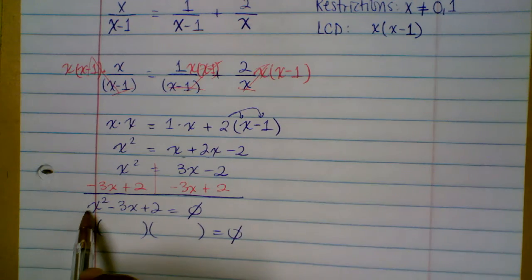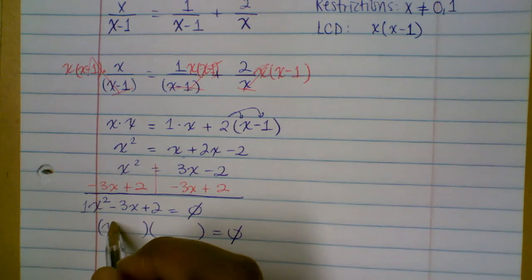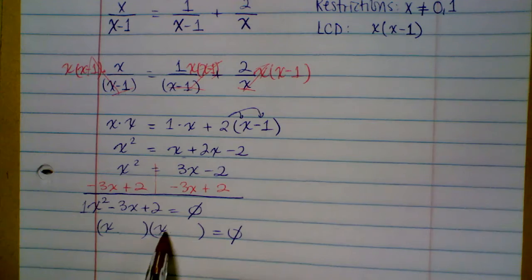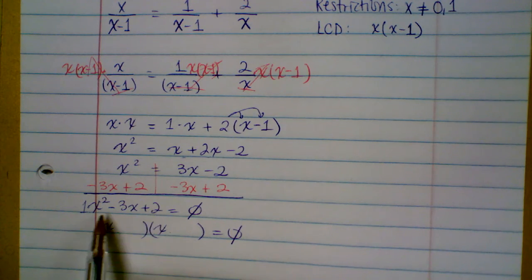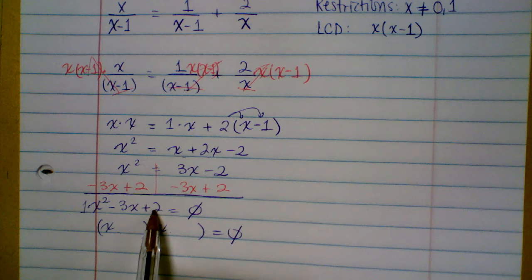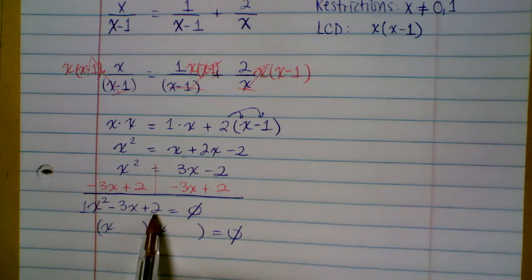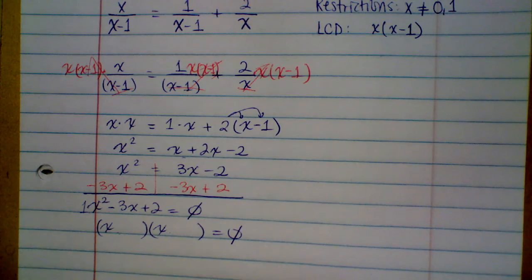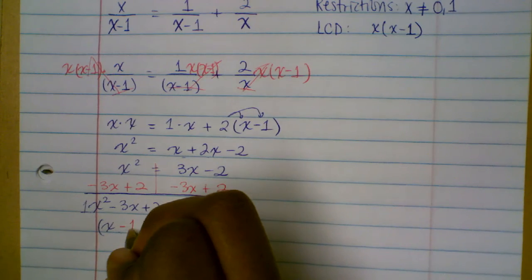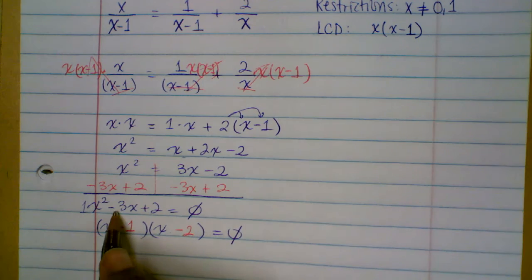Because the coefficient of x squared is 1, I can set up two empty factors and write x inside of each one, where x times x is x squared. Now I need to think of two numbers that multiply to a times c, which is 2, and add to negative 3. I'm thinking about negative 1 and negative 2. Negative 1 times negative 2 is positive 2, and negative 1 plus negative 2 is negative 3.